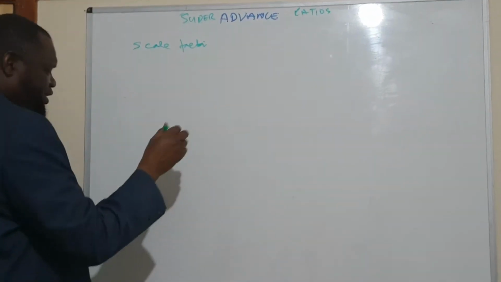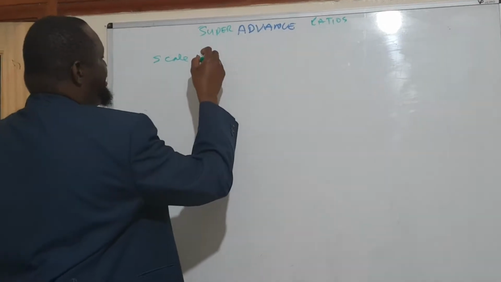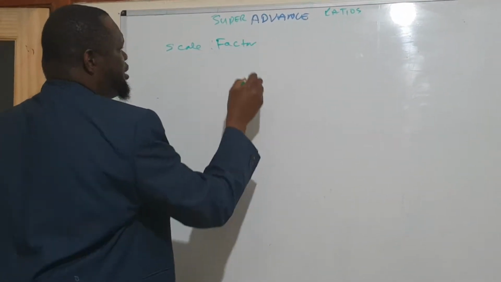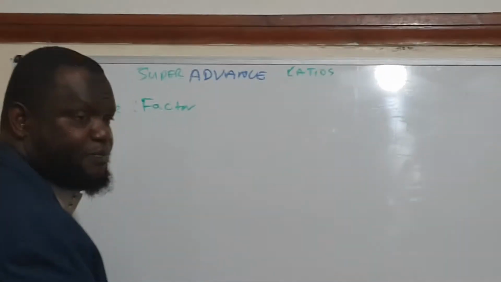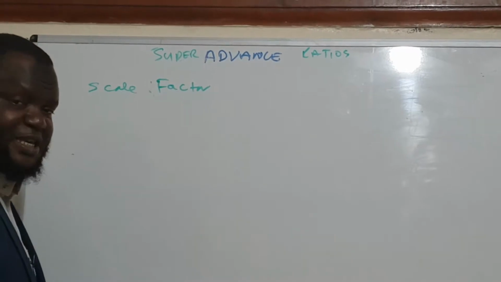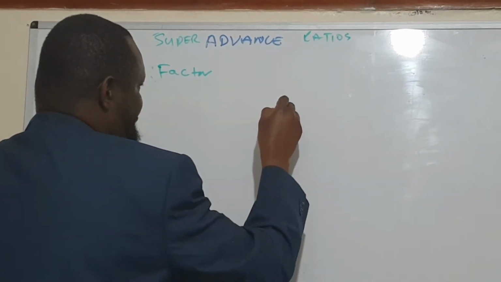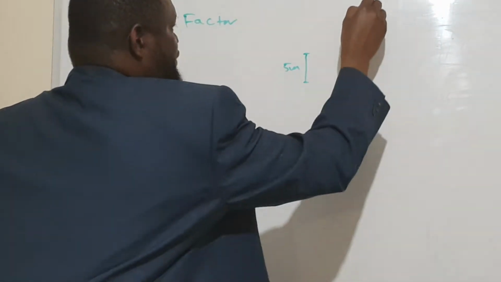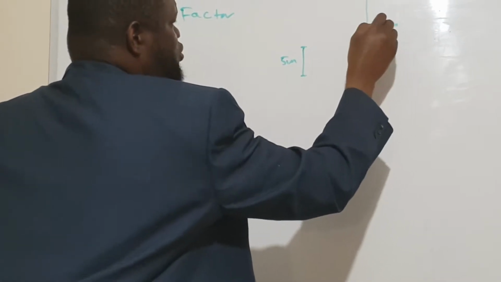Scale factor is just like ratio, yes? It means how many times one image has been enlarged, and what is the ratio of the enlargement. Let's say this is 5 centimeter. You enlarge it up to 10 centimeter. So what is the scale factor?